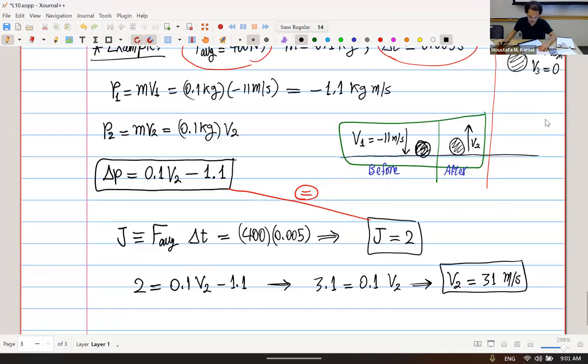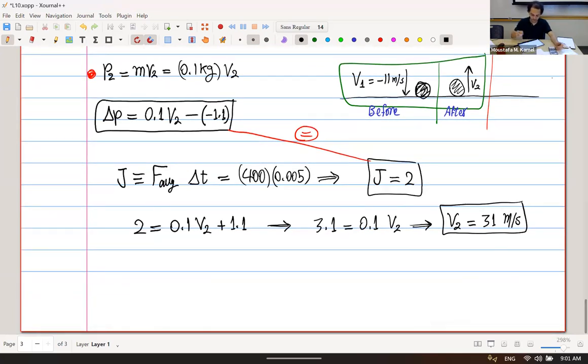I think I just made a mistake here. I got the first momentum right, the second momentum right, but the change in momentum should be P2 minus P1, and this is already minus. So this should be minus 1.1, which gives us a plus. So this changes the result to 9 meters per second.